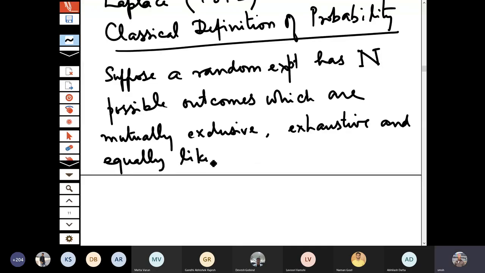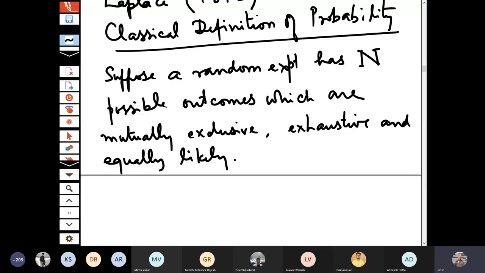equally likely. So for example, in the tossing of a dice, we have 6 possible outcomes: 1, 2, 3, 4, 5, 6. If one occurs, 2 cannot occur, so they are mutually exclusive. We are counting all of them, 1 to 6. And if it is a fair dice, then we are saying they are equally likely. That means 1 is as equally likely to occur as 2, 3, 4, 5, and 6.